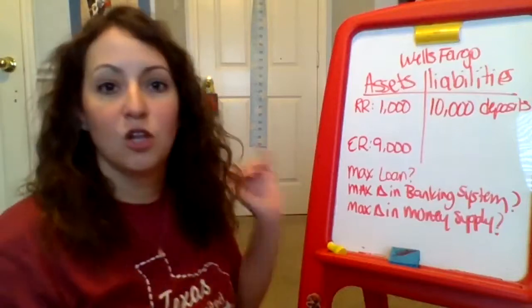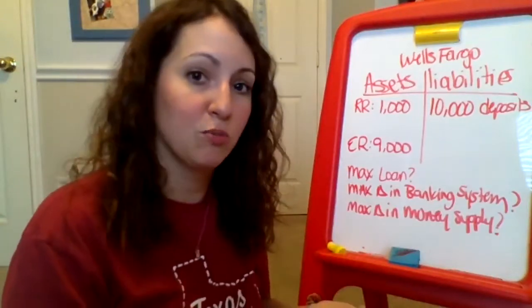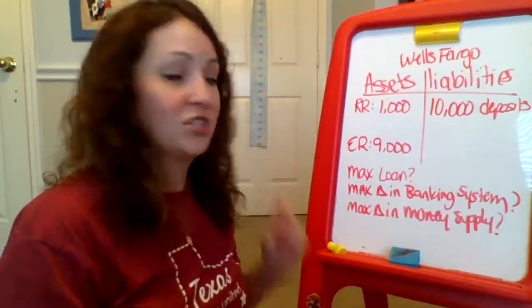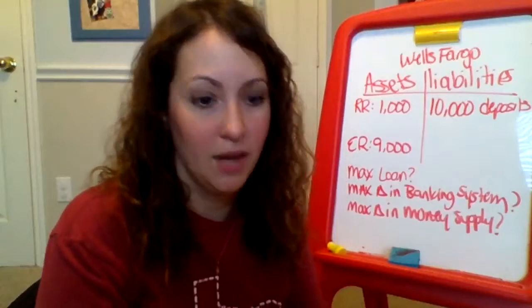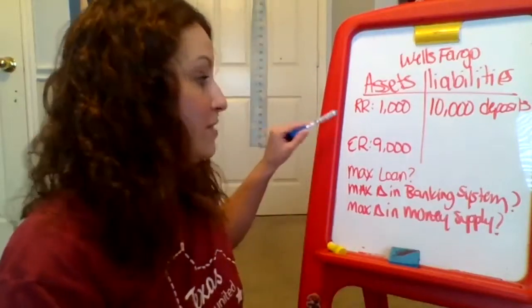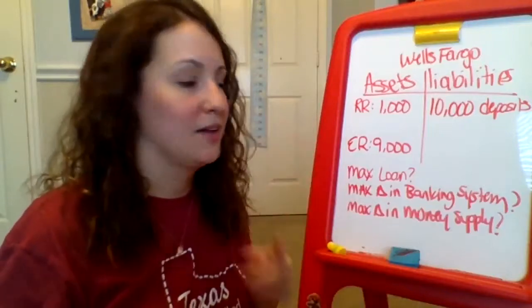If it's max loan, this is not a max change, so you're not doing a multiplier problem just yet. The max they can loan is whatever they have in excess reserves. So that would be $9,000, because you have to keep $1,000 in the bank at all times, so you can't loan that out. But $9,000 you can.